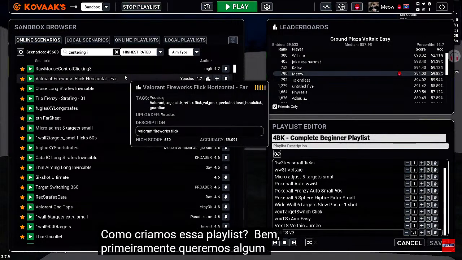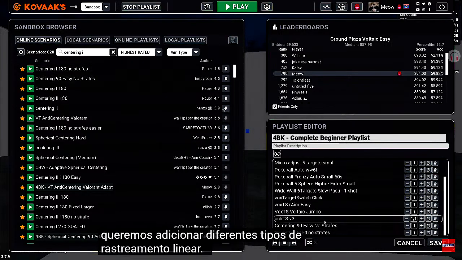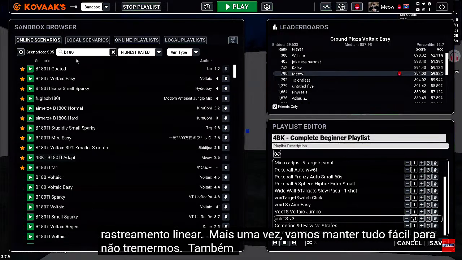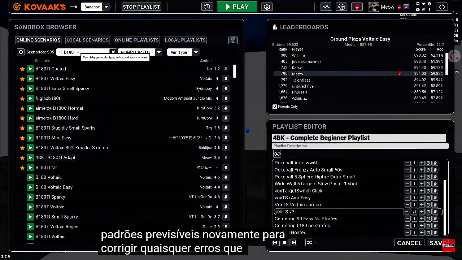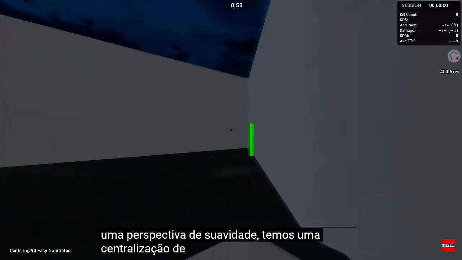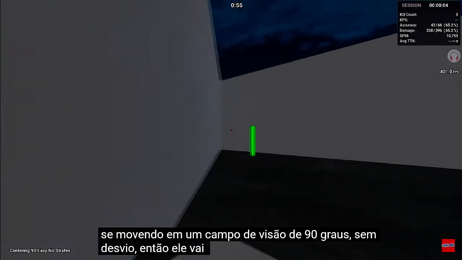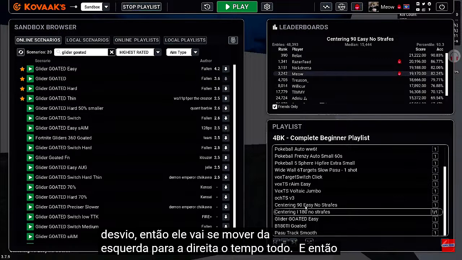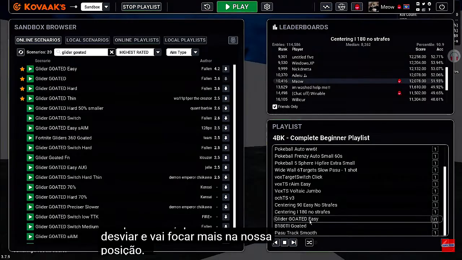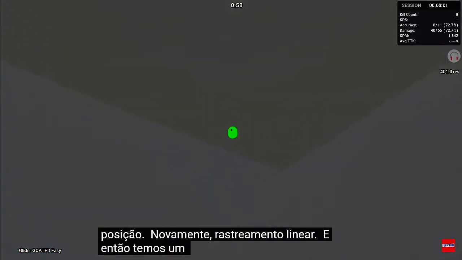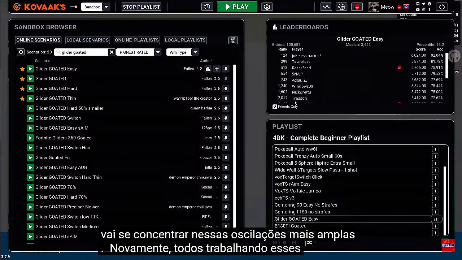Well, firstly, we want some linear tracking. And since this is the beginning step, we want to add different types of linear tracking. Again, keeping it easy to make sure we don't shake. We also want to add some raw smoothness, which is those predictable patterns again, to sort of iron out any mistakes we have. So from a smoothness perspective, we have centering 90, which is a larger target moving in a 90-degree field of view. No strafe, so it's just going to be moving left to right all the time. And then we have a little thinner version and a 180 field, which is also not going to be strafing and focusing more on our precision. Again, linear tracking. And then we have a little bigger one, which is going to be focusing on these wider swings. Again, all working these linear movement patterns.